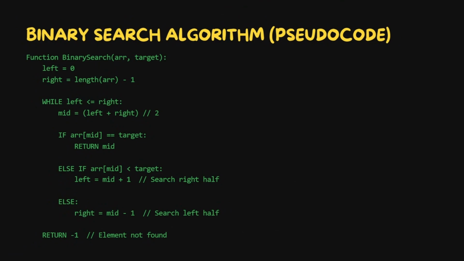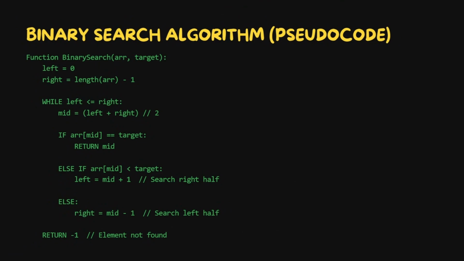This is the pseudocode for the binary search algorithm. First, we define the function binary search. We pass the array and target value, left equal to 0, right equal to length of array minus 1. While left is less than or equal to right, we find the middle as (left + right) / 2. If array of mid equals target, we return mid since the target is found.